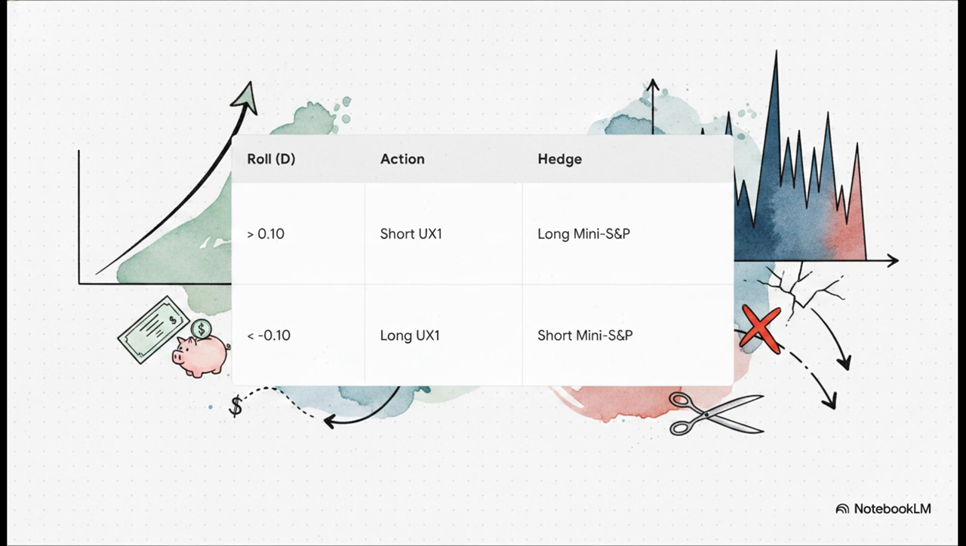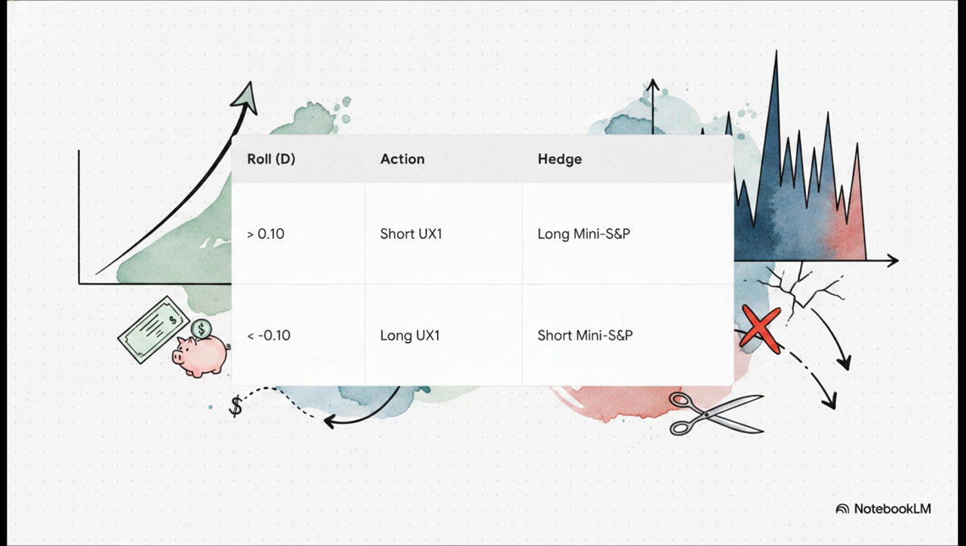If the daily roll is greater than 0.10, the curve is in steep contango. The futures are overpriced relative to spot, so we short the front-month contract. If it's less than negative 0.10, we have steep backwardation, so we buy the contract expecting it to rise.